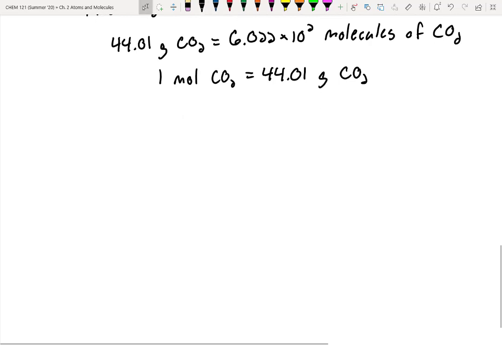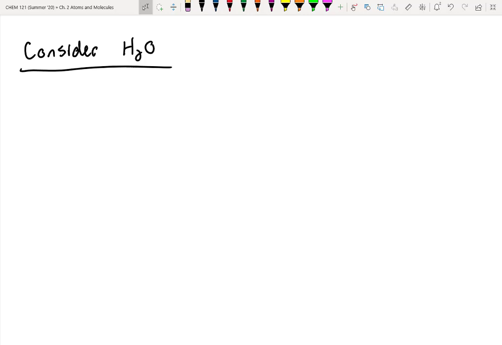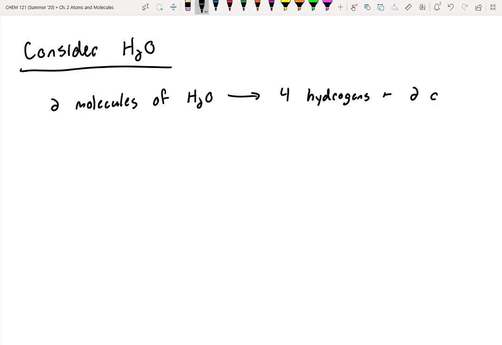All right, let's just do one other abstract mind mapping, and let's consider H2O, right? So the molecule H2O, we know it has 2 hydrogens for every 1 oxygen. So let's branch this out. So 2 molecules of H2O would have to have 4 hydrogens, right? Because if we have 2 molecules and each molecule has 2 hydrogens, 2 times 2 would be 4. So I'd say 4 hydrogens plus 2 oxygen.